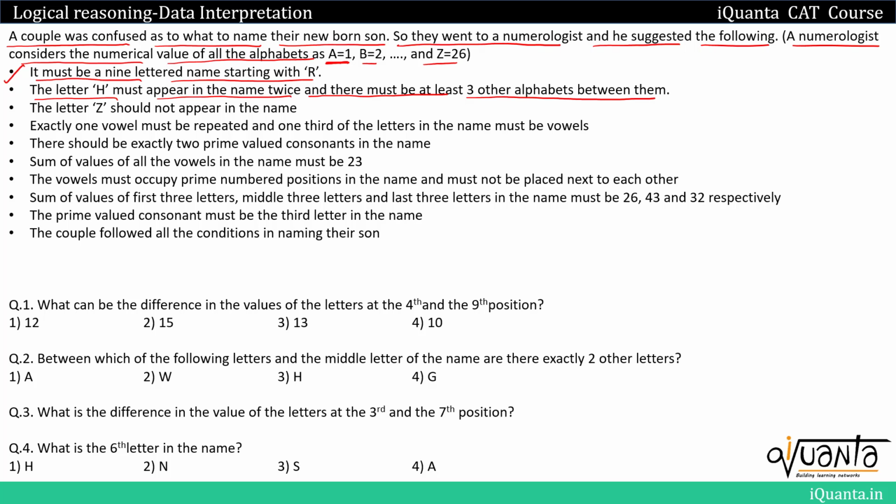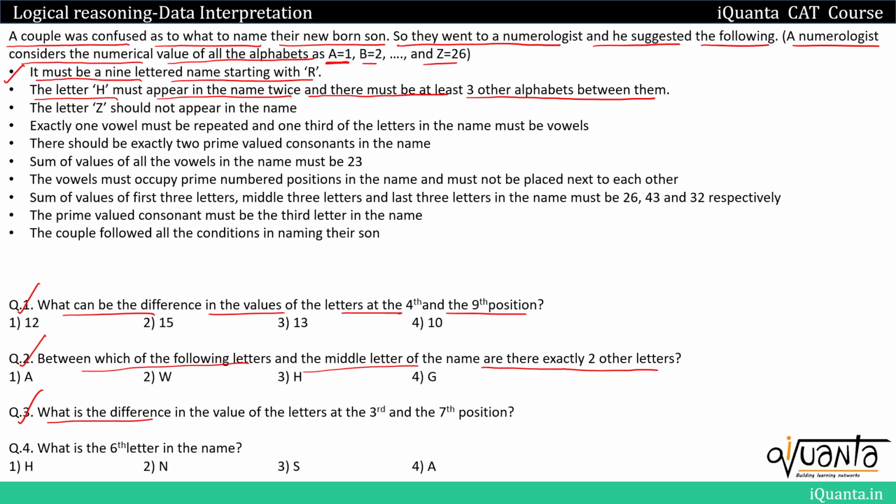So let us see the questions directly. We'll go to the next slide and try to solve the questions. First one is, what can be the difference in the values of the letters at the 4th and the 9th position? So we can only answer this question if we know the letters that are at the 4th and 9th position, and then we'll have to find out the difference in their values. Second one is, between which of the following letters and the middle letter of the name are there exactly 2 other letters. So for this also we need the name and all the letters that are there in the name.